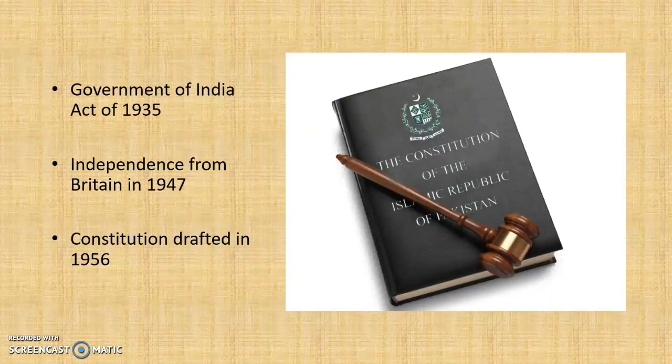Before the Constitution was drafted, Pakistan was governed by the Government of India Act of 1935. This act was created by the British and acted as the country's constitution of sorts. Even though Pakistan gained its independence from Britain in 1947, it took Pakistan a full 8 years to complete the first draft of their constitution.